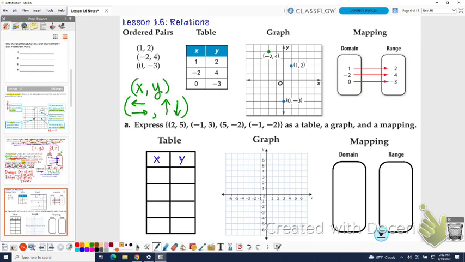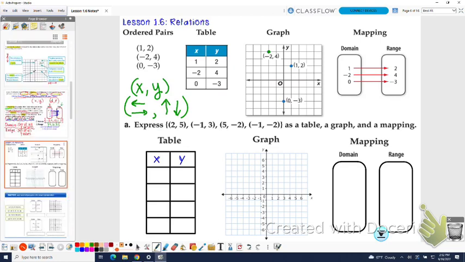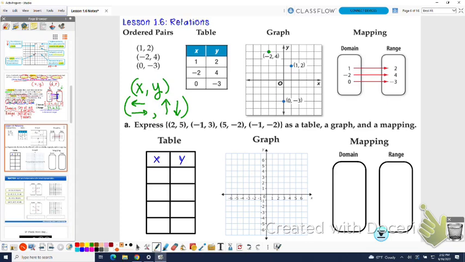So we're going to take the second example and do this one together. And then you'll have some to try on the bottom half of this. So 2, 5, I'm just going to write in the table as 2 in the x column, y is 5. -1, 3 is your next ordered pair. 5, -2, and -1, -2. So that's pretty easy to go from ordered pairs, just putting them in their table format.